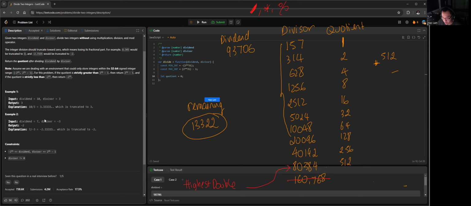Which is our new dividend here, 13,000. So we're going to stop at 10,000, which is going to give us 64. And then we can add 64 to our quotient here, and we subtract from our remaining here, which is 10,000, 10,048.